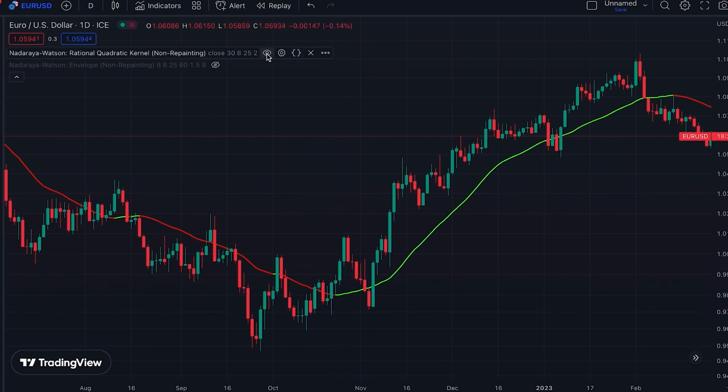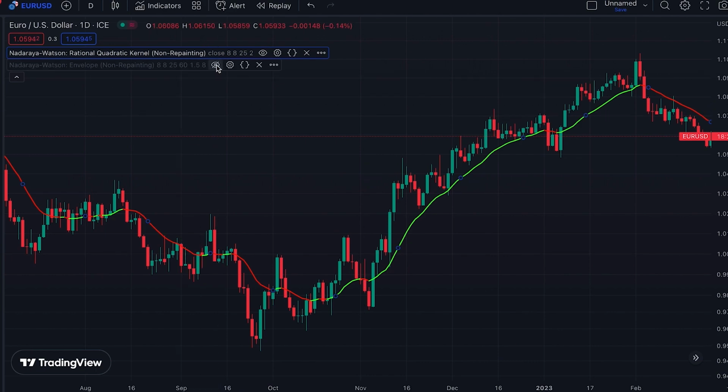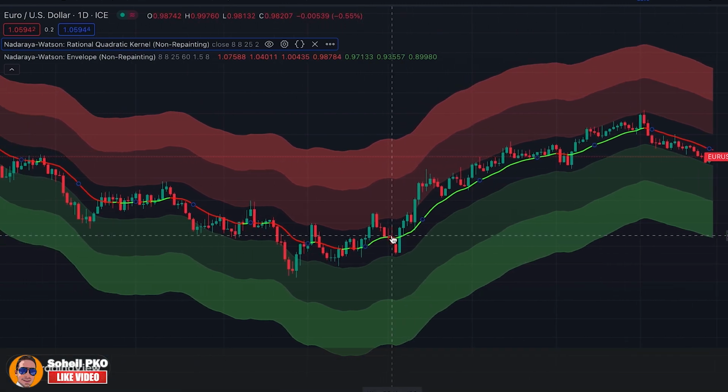All right, let me go back to the default settings and turn on the one with envelope. This one with envelope is built based on the one that I just explained. We have the same kernel regression line here with the same default settings, but in this indicator above and below this line, we have bands or envelope. The envelopes help us to identify overbought and oversold conditions of the market.